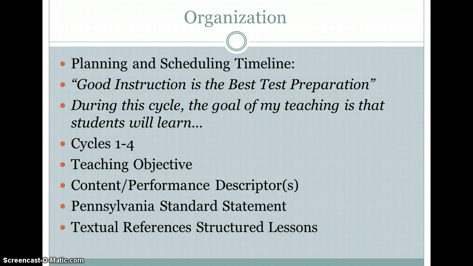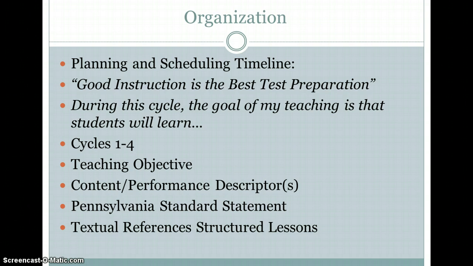state standards, and textual references structured lessons. For the teaching objective, it's basically what the teacher will be teaching, and she'll explain how she's going to introduce the concept. The teaching objective also shows what the 21st century skills will be addressed, such as teamwork, collaboration, and lifelong learning. And for the content performance descriptors, this is where the teacher's goals will be to teach to proficiency in each content area. For example, count using whole numbers to 100 by 1s, 2s, 5s, and 10s.